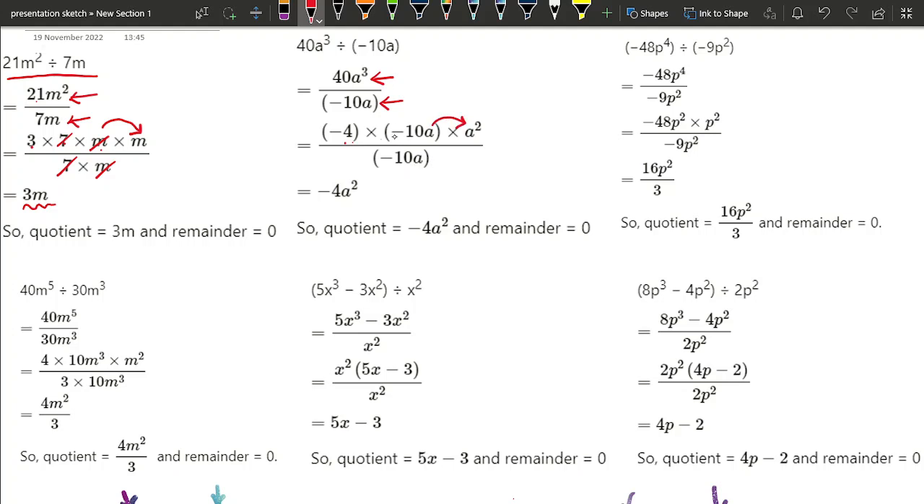Now inside this bracket, minus 10a and minus 10a, both these factors are the same in the numerator as well as the denominator. That is why they can divide each other, and you are left with only minus 4a square. Okay. In the third example, minus 48p raised to 4 divided by minus 9p square.